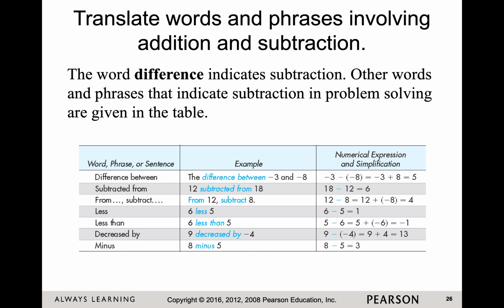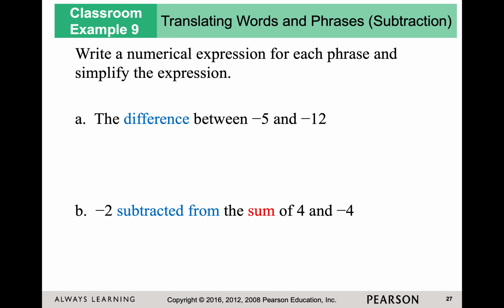This is really handy if you want to copy it into your notebook. You can reference it as you're working through the lab. And remember that some of these, when I say less than, it's that reverse situation. 6 less than 5 is really 5 minus 6. But our instinct is typically to say 6 minus 5. If I say 6 less 5, that is actually in order. So you have to watch if it uses the word than. That's when you know to flip it around. And these are just some examples.